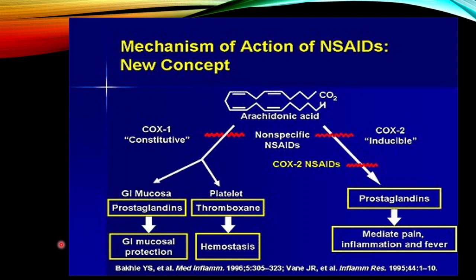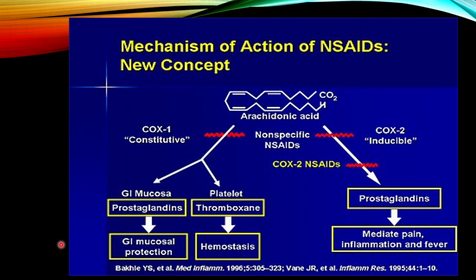All non-steroidal anti-inflammatory drugs inhibit cyclooxygenase, the enzyme that converts arachidonic acid into prostaglandin and related compounds. The enzyme has two forms, COX-1 and COX-2. COX-2 is produced mainly at the site of tissue injury, where it mediates inflammation.